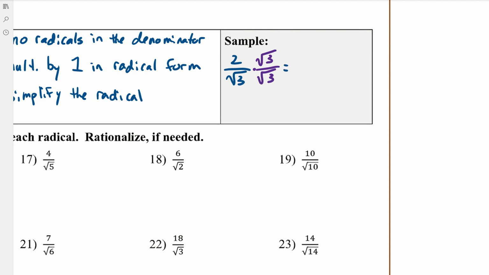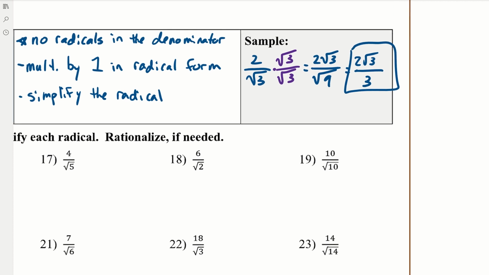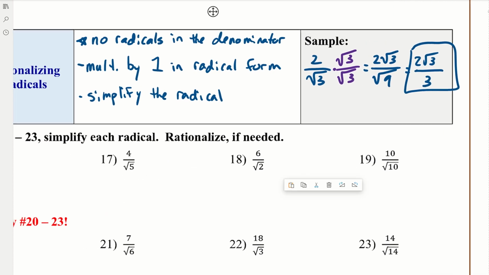Now I'm going to multiply numerator times numerator. This is 2 times the square root of 3. And I'm going to multiply denominator times denominator. Square root of 3 times square root of 3 is the square root of 9. Okay? 2 square root of 3, can't do anything with that. Square root of 9, though, is just 3, okay? And now this is okay. I no longer have a radical in the denominator, okay?